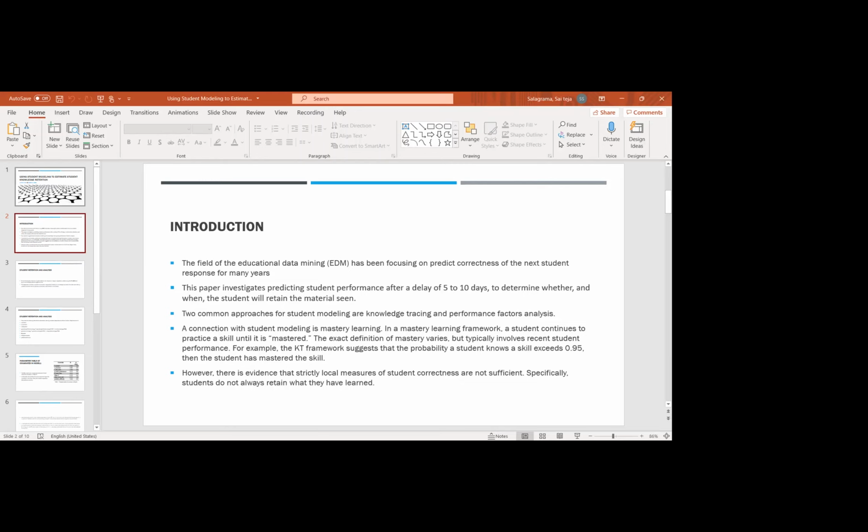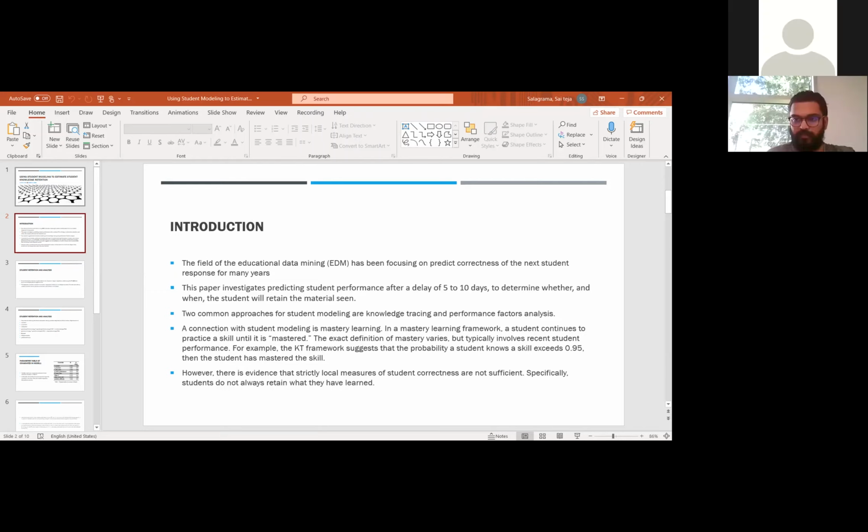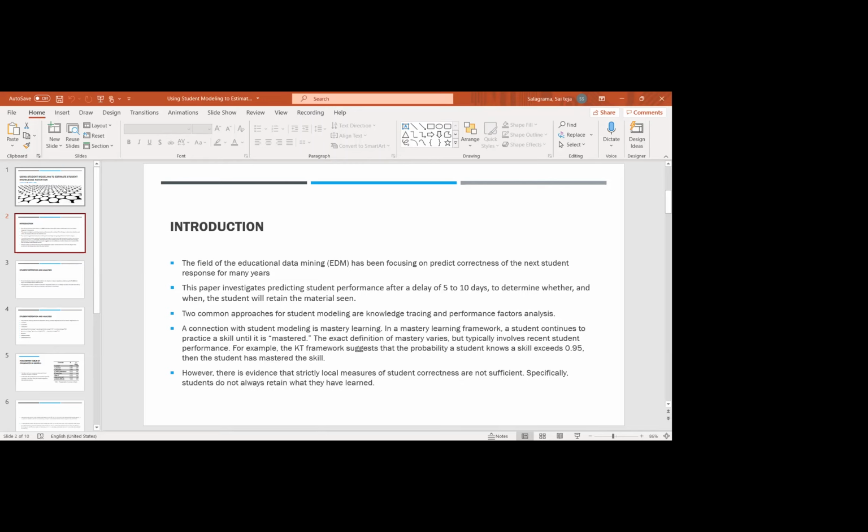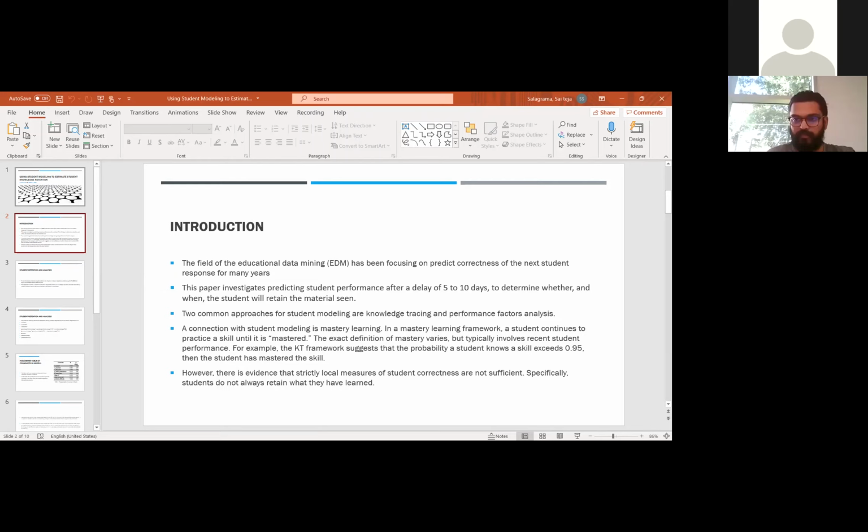So here, the main point is that the field of educational data mining has been focusing on predicting the correctness of the next student response. In this, they have two common approaches for student modeling: knowledge tracing and performance factors analysis. Both of these approaches focus on examining past student performance and predicting whether the student's next response will be correct or incorrect. The source of both techniques is the student's pattern of correct and incorrect answers.